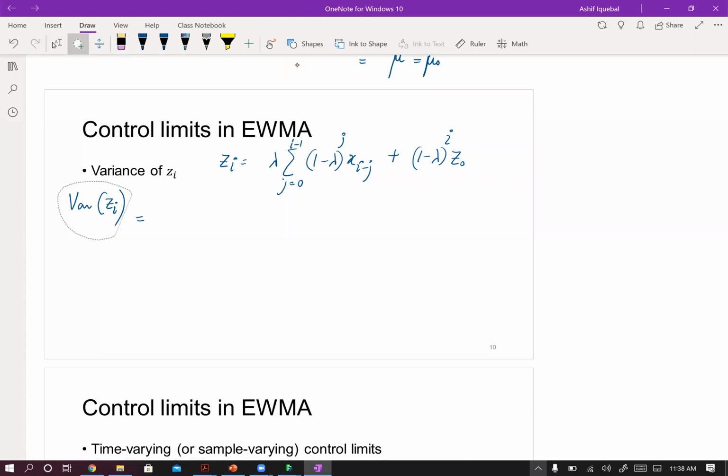let me just quickly arrange this here. Okay, so lambda is a constant here, so I will do lambda square. 1 minus lambda is also a constant, so I'm going to take another square. This will be j equals 0 to i minus 1, (1 minus lambda) square, and then j. So it will be (1 minus lambda) to the power 2j, and then I will have variance of x i minus j, right?